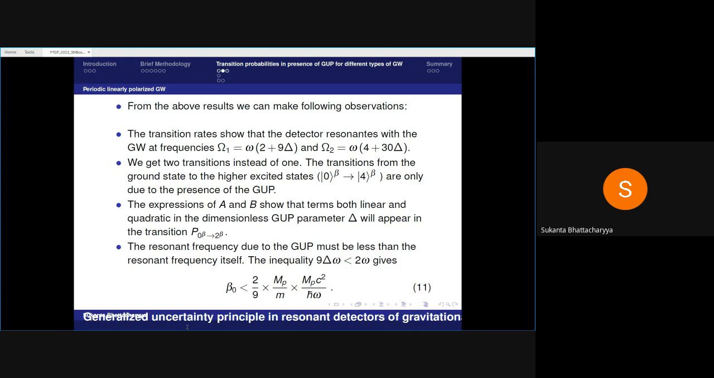Now, the resonant frequency shift due to the GUP must be less than the resonant frequency itself. This inequality therefore gives 9 delta omega less than 2 omega, which gives an upper bound relation on beta 0, which is beta 0 less than 2 by 9 multiplied by Planck mass divided by the mass of the resonant detector, and the M P c square divided by h bar omega. Next.